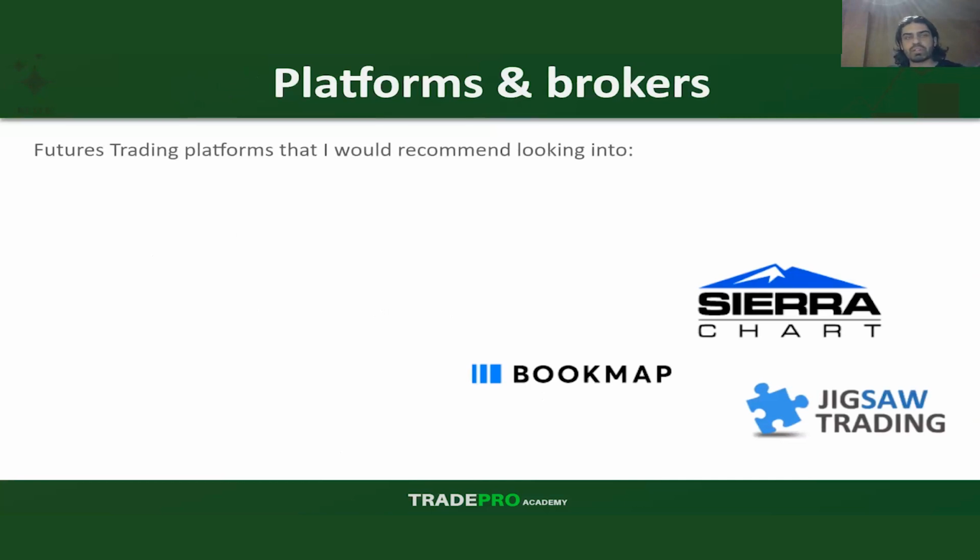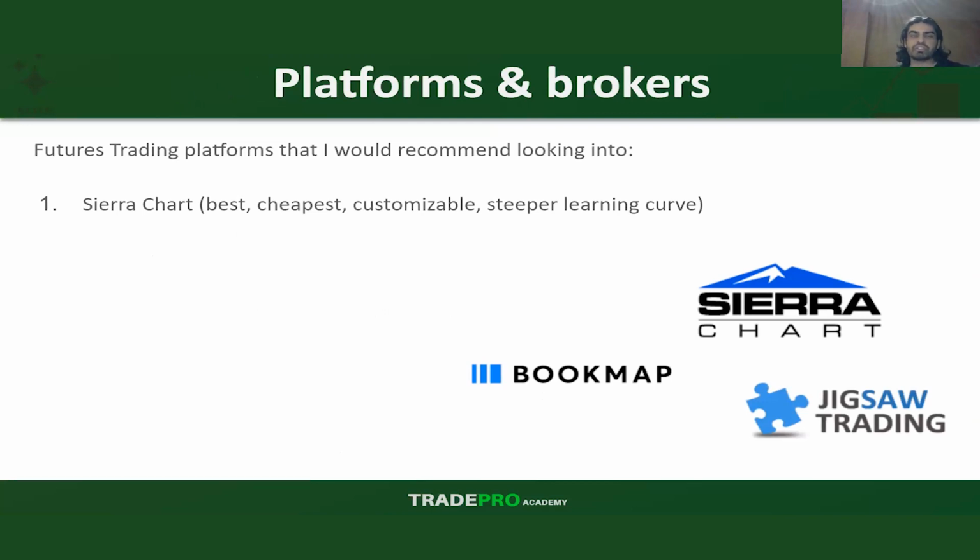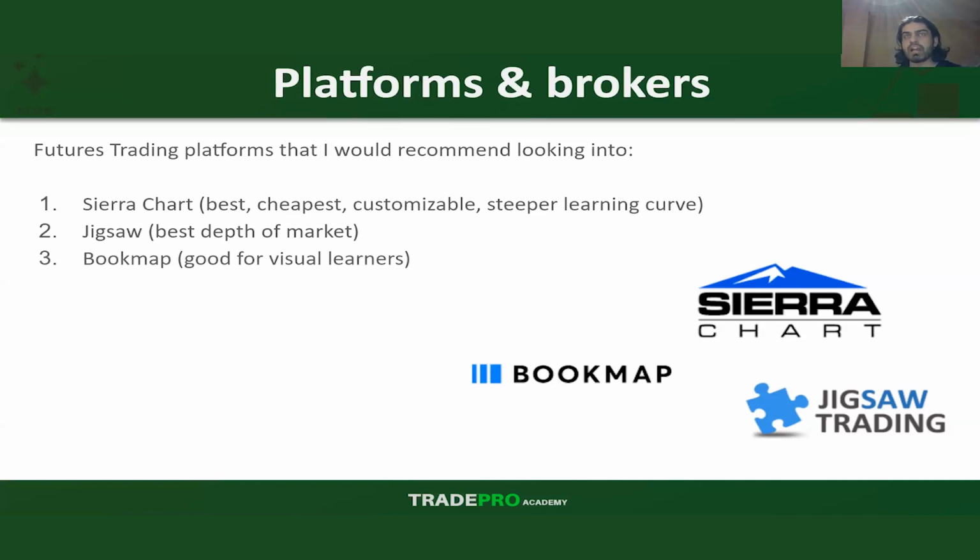When we talk about platforms and brokers, the futures trading platform that I would recommend looking into is Sierra Chart. For me, I think it's the best, cheapest, and most customizable option. There is a steeper learning curve in Sierra Chart, but I think this is the ideal charting software for futures trading in my personal experience. Jigsaw is another one. It has the best depth of market. It's kind of just laid out for you, so I know a lot of people do use that, especially for execution. Bookmap is pretty good for visual learners. I haven't had any experience with it, but I know a lot of people rave about its visuals.